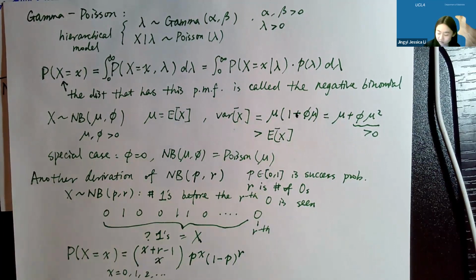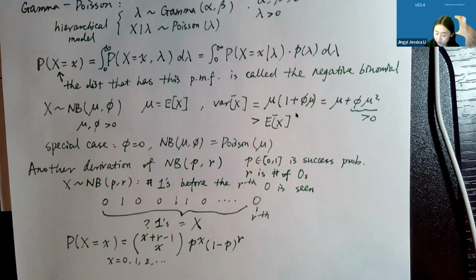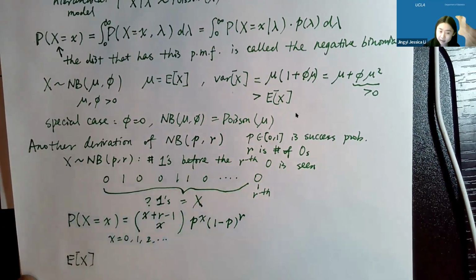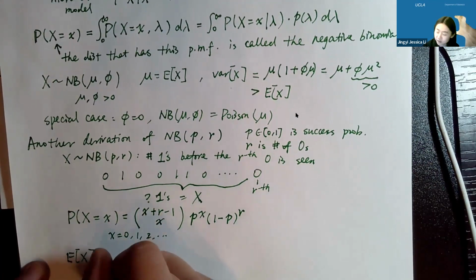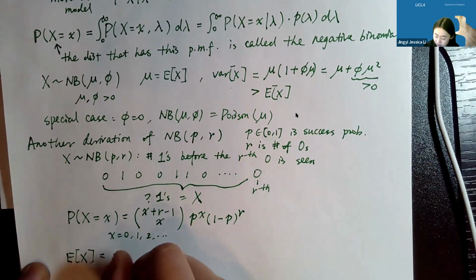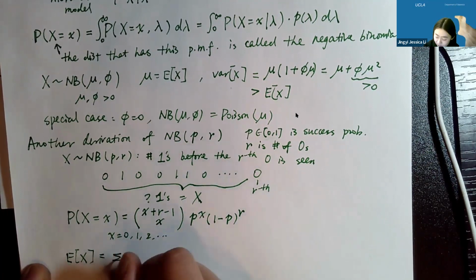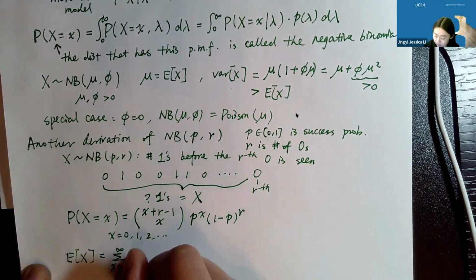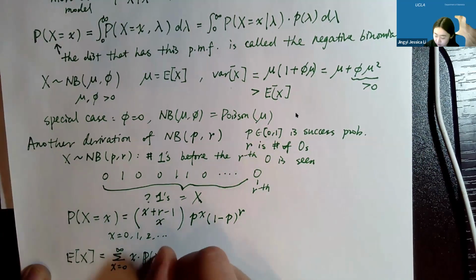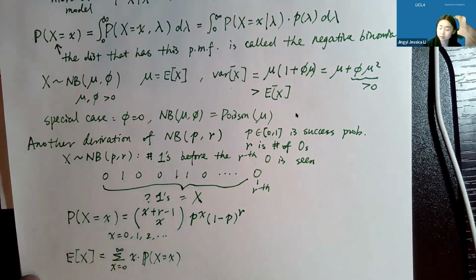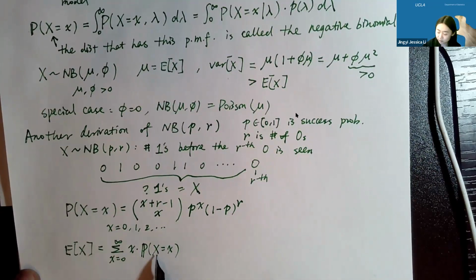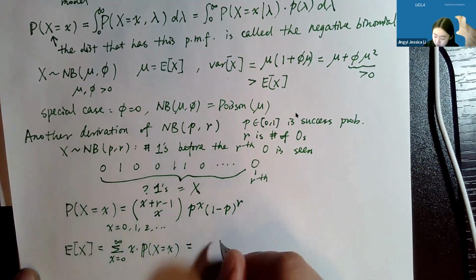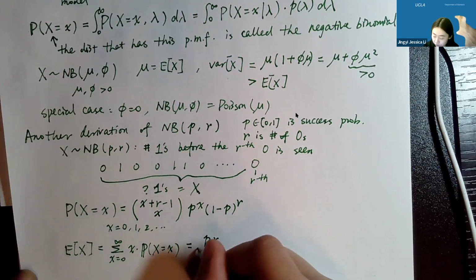But what's the expectation? What's the variance using this derivation? We can quickly do it. So the expectation of X, just to give everybody a quick review, is basically this summation, where x goes from 0 to infinity, and we have x times the probability mass function. This is the definition of the expectation. And we have this probability from here. So anyway, we simplify it and we can show that it's actually equal to p times r over 1 minus p.